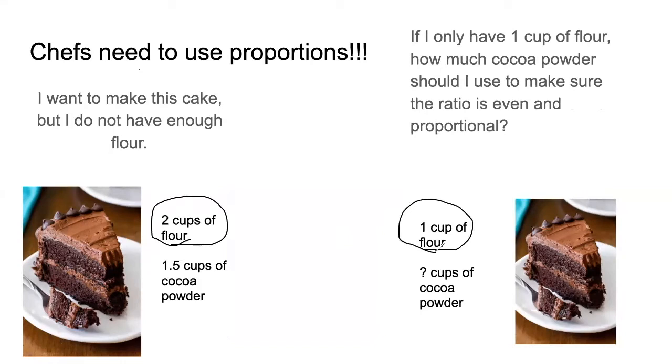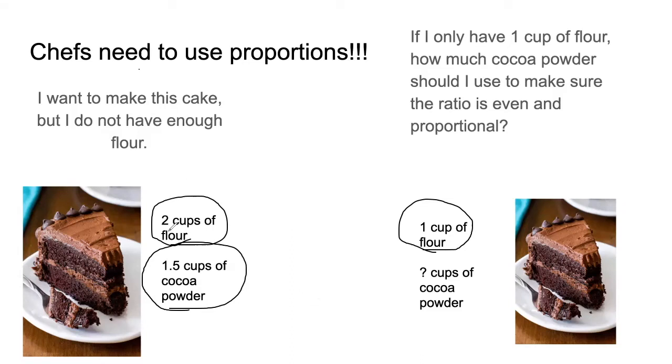That's a problem. So if we only have 1 cup of flour, we can't just put 1.5 cups of cocoa powder, because then you're just going to get a really chocolatey cake, which is usually fine, but it doesn't have enough flour, so it's not even going to bake correctly. It's probably not even going to be formed correctly. It's probably just going to be a lot of soup. It's not going to rise. That's the problem. We don't have enough flour.